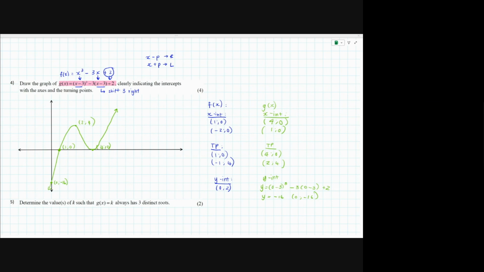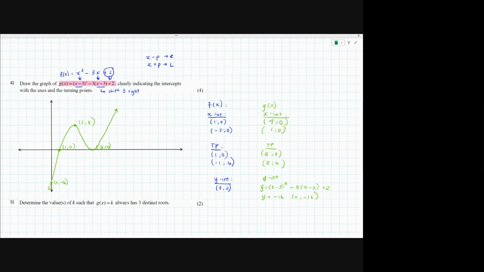Lorato? Ma'am, with these questions, especially when it asks us to draw a graph and indicate the intercepts with the axes and the turning point, for the functions like your parabola and your hyperbola, do we need to show the axis of symmetry or the asymptotes or both?